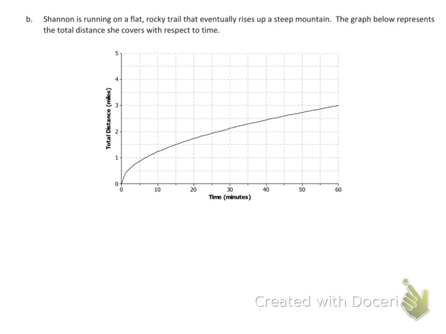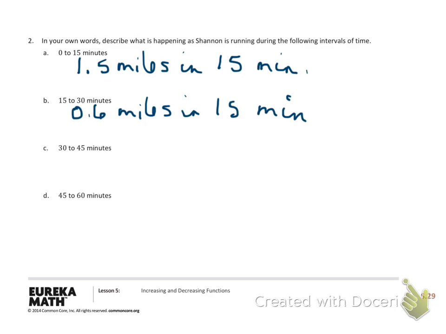So let's do it again. From 30 minutes, we're going to start here at 2.1, and we're going to go to 45 minutes, which is right here. Read that on the y-axis. Looks like about 2.6. So she ran another 0.5 or half a mile in 15 minutes. So again, a little bit slower.